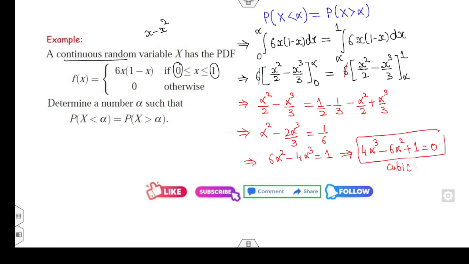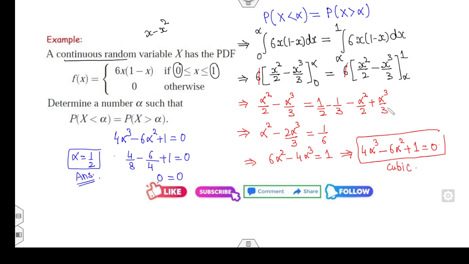So how can you solve it? That's very simple. Otherwise, you can see by inspection, you can clearly say alpha equal to half satisfies this equation. Why? Because when you take alpha as half, it is 4 over 8, then minus 6 over 4, plus 1 is equal to 0. So clearly this 0 equals 0 is satisfied. Hence, alpha equal to half is the right answer. Otherwise, you can find the roots by any other method of finding the solution of the cubic equation.